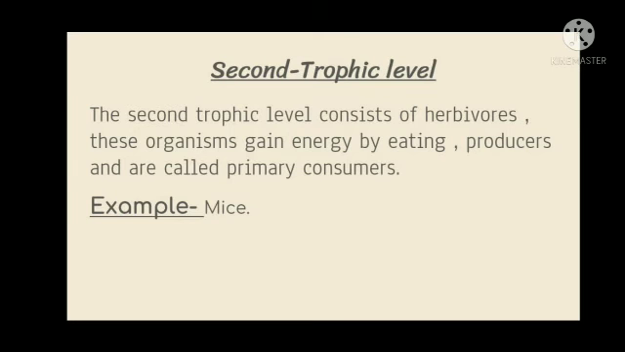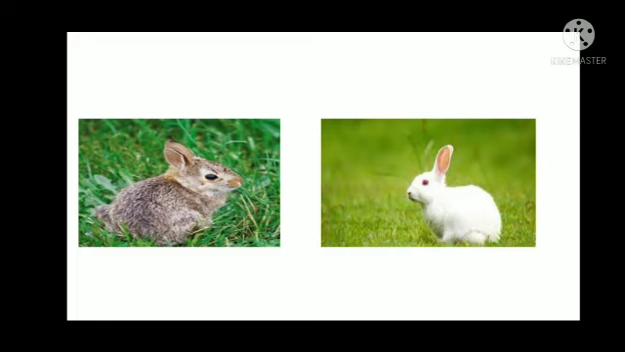The second trophic level. The second trophic level consists of herbivores. These organisms gain energy by eating producers and are called primary consumers. Mice is one of the examples of the second trophic level.